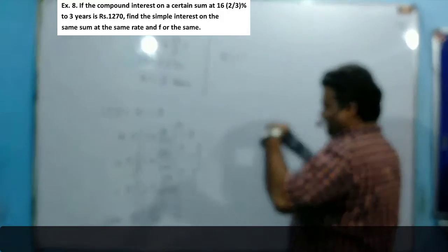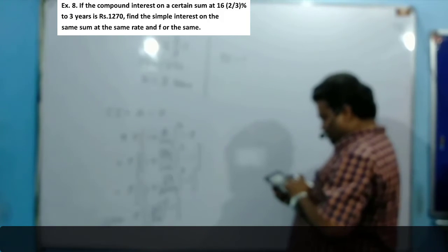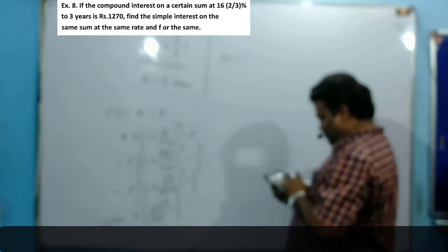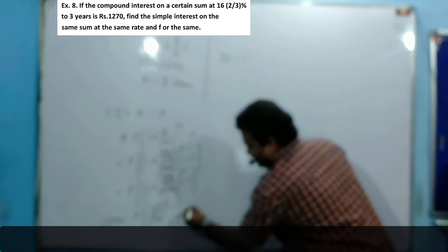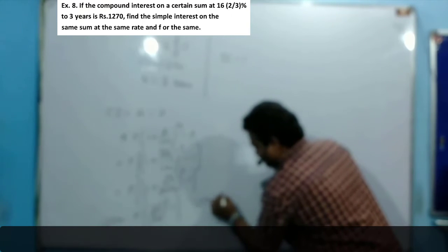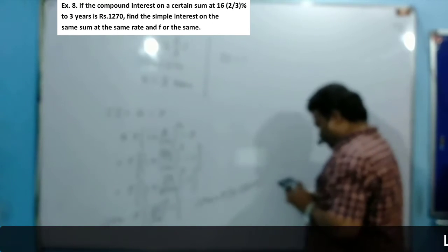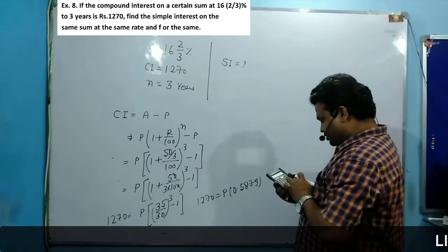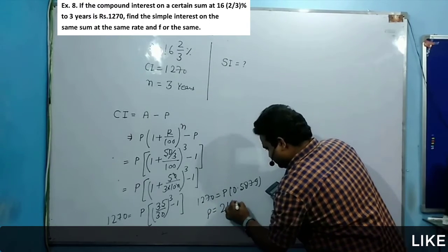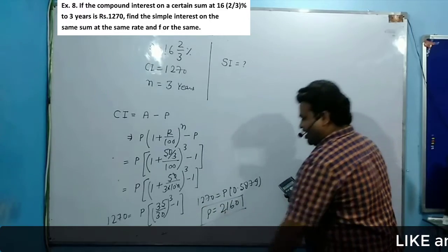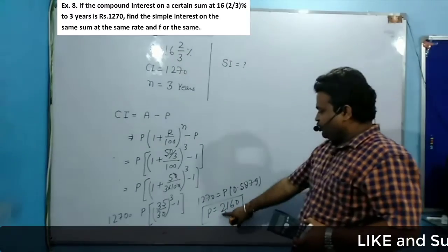Now, with the help of this value, you calculate the P value. So I am going to calculate 35 by 30 raised to the power 3, minus 1, and then this value comes 0.5879. 1270 equals P times this value. If you divide, you will get your P value as 2160. So now the principal value, after solving, you will get 2160.